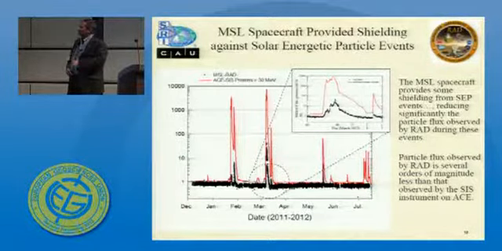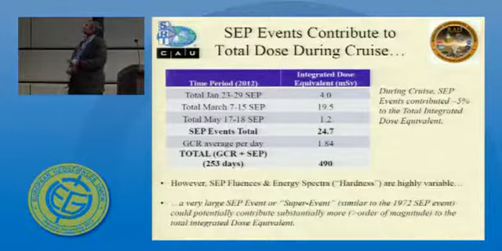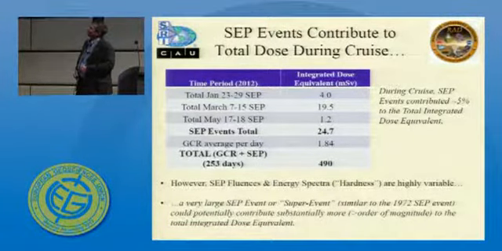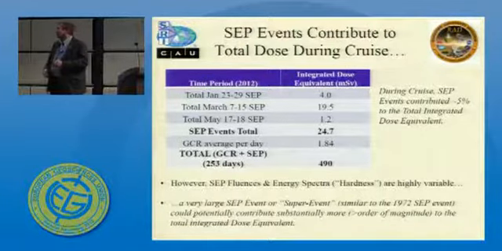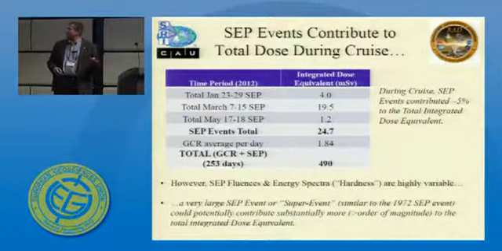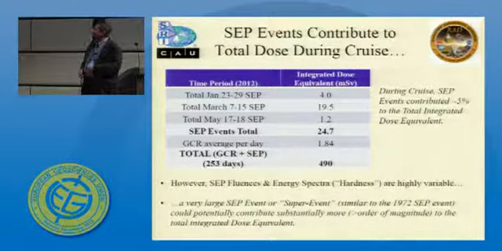If you look at the total dose or dose equivalent, which is the biologically effective dose from all of these solar particle events, we get a number that's about 24.7 or roughly 25 millisieverts. The total from the galactic cosmic rays was on the order of 465 or 460. So if you sum them up, we get about 490 millisieverts, or almost 500 millisieverts of dose during this cruise. Keep that number in mind. I'll talk about it more later.